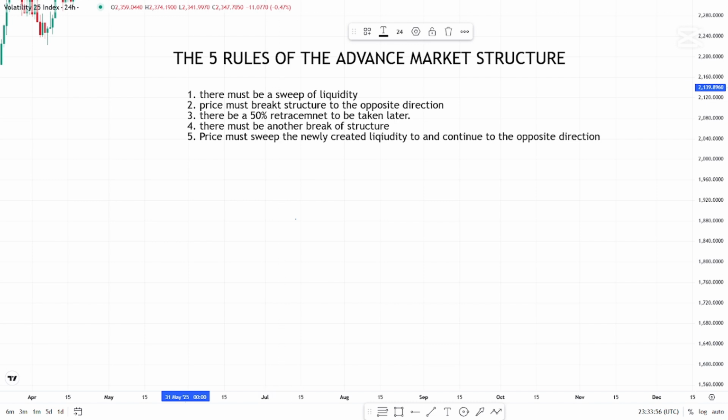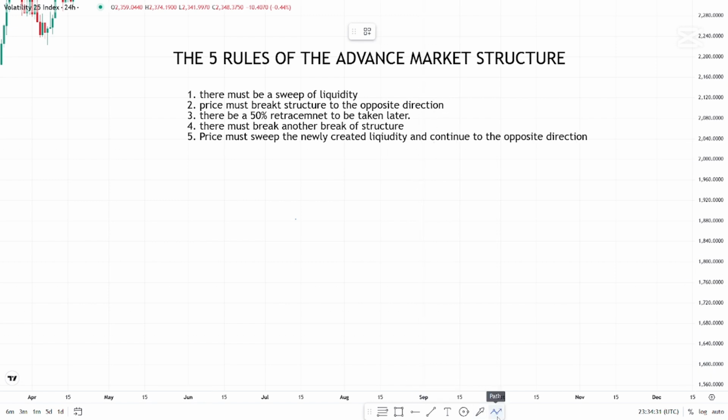Rule number one is there must be a sweep of liquidity. Rule number two, price must break structure to the opposite direction, which is the first break of structure. Rule number three, there must be a 50% retracement to be taken out later. Rule number four, price must break another structure, which means with the rules of the advanced market structure, you need to have two breaks of structure. And rule number five, price must sweep the newly created liquidity and continue to the opposite direction.